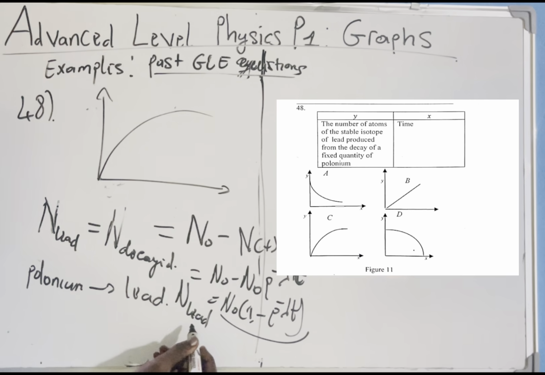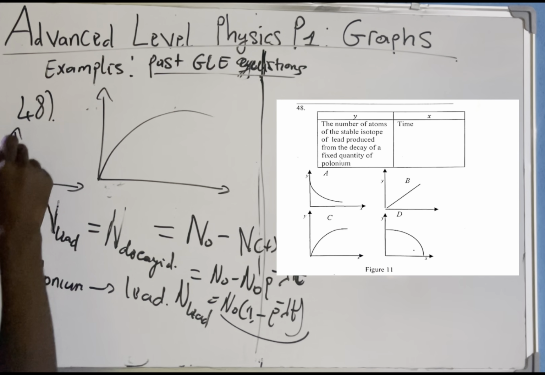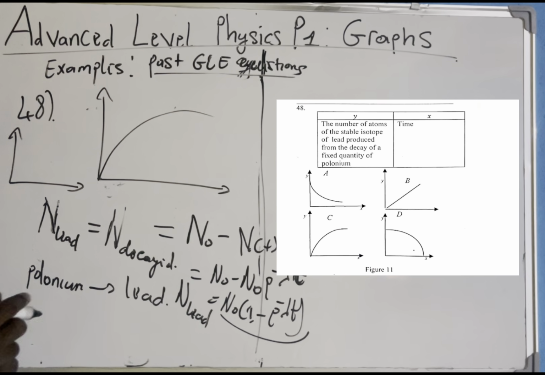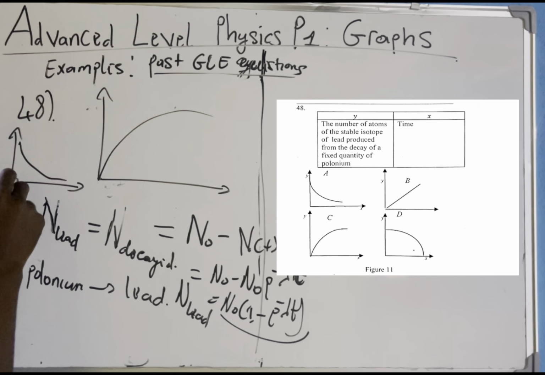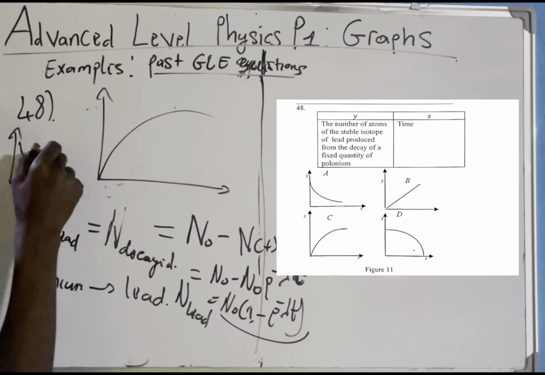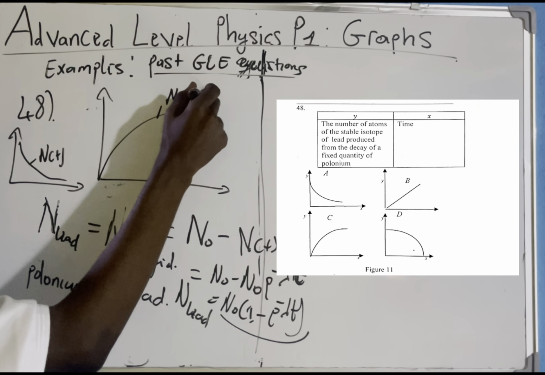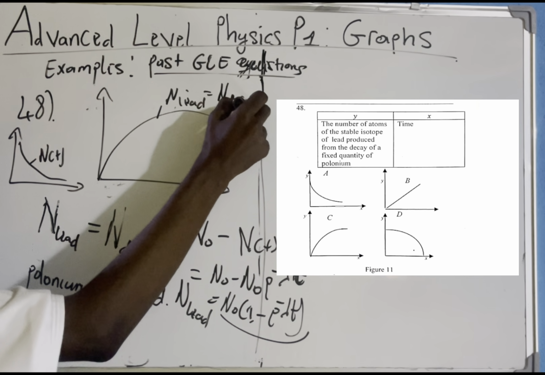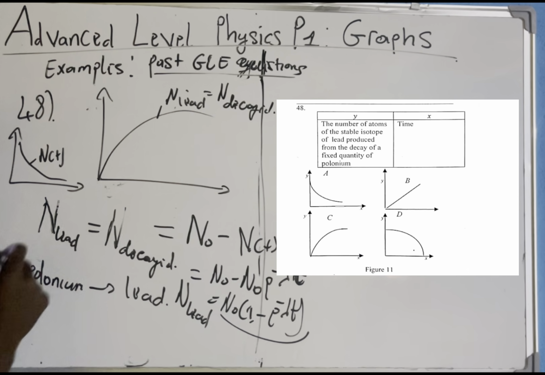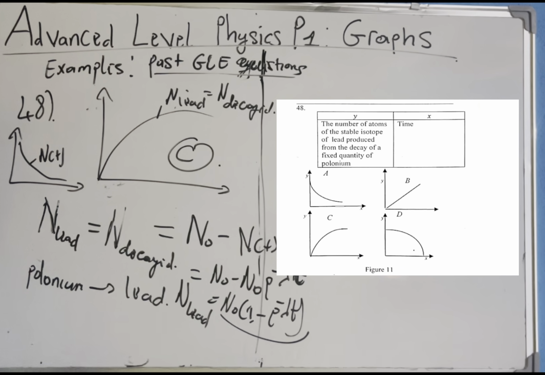So the number of atoms of lead produced is an increasing curve, while the number of atoms of polonium left should be what? A decreasing curve. So this is the curve for NT, but this one is the curve for N of lead, which is the same as the number of atoms decayed. Okay, so making the best answer to be C. So people should really understand what they are asking for.